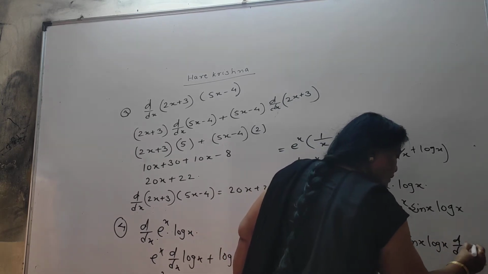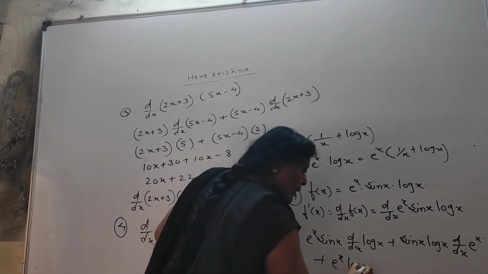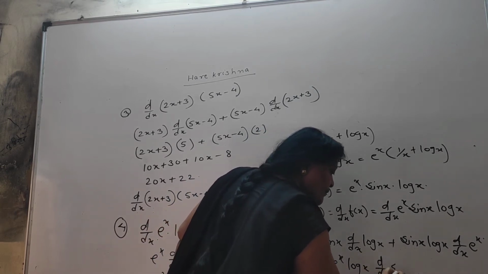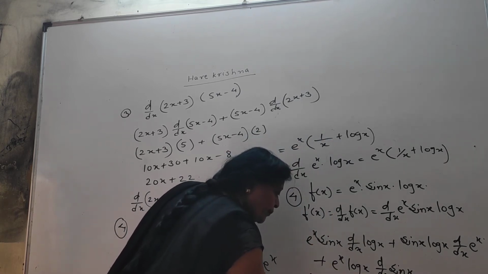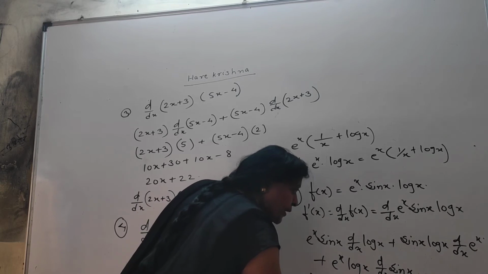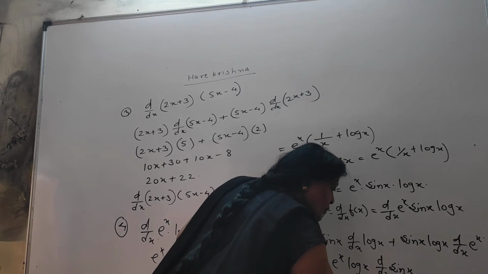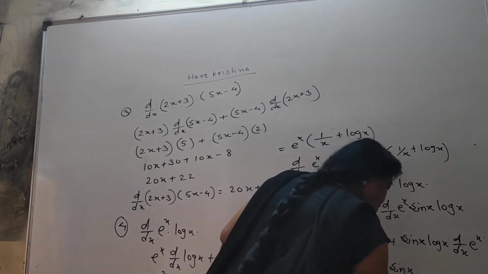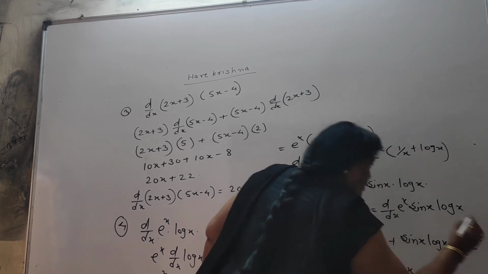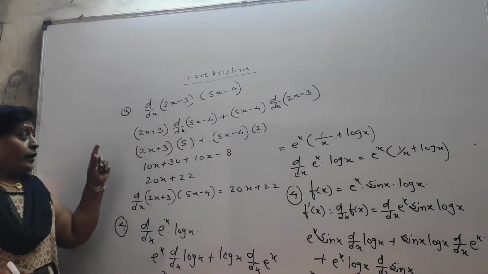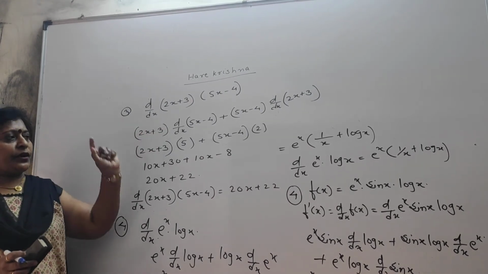Take d/dx of log x plus sin x log x remain as it is, take d/dx of e^x, plus e^x log x remain as it is, take d/dx of sin x. e^x sin x, derivative of log x, that is 1 by x, sin x log x, again e^x derivative is e^x, again e^x log x remain as it is, and the derivative of sin x, that is cos x. Got it? So we can find the derivative of the product of a two function.